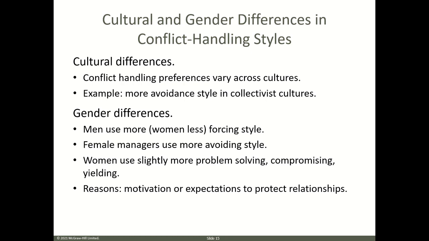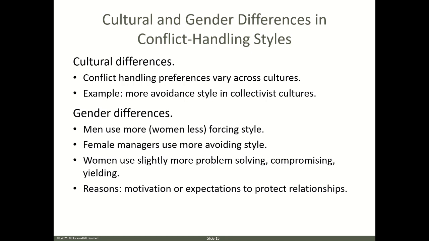Gender differences, if you talk about the preferred conflict handling style: men, in management and sometimes non-management, use the forcing style more than women do, right? And female managers use the avoiding style more. Female managers use avoiding more than male managers do.